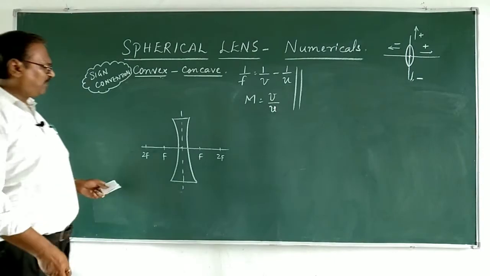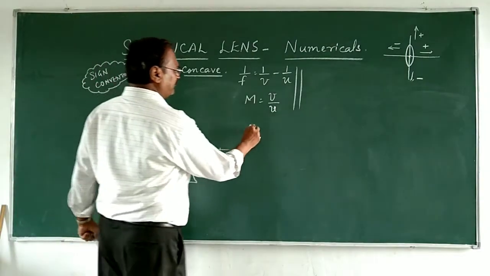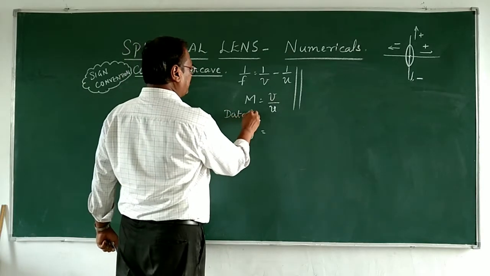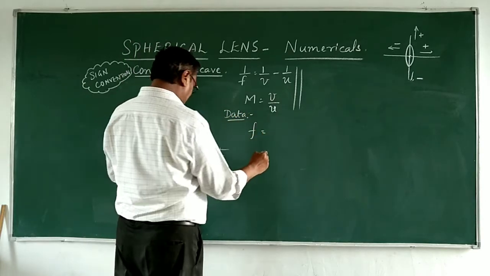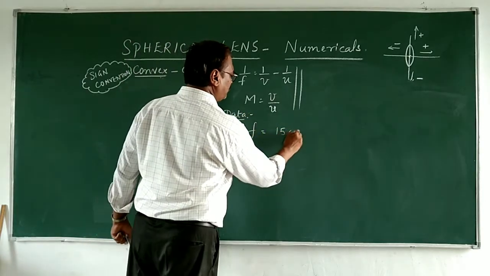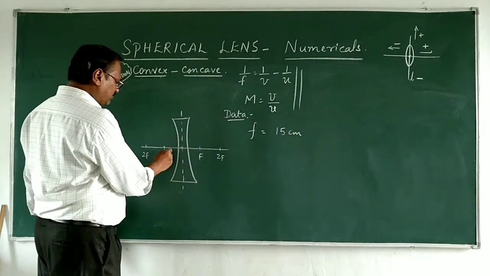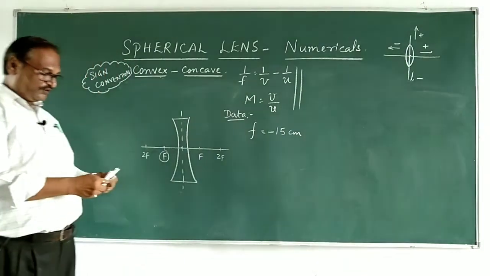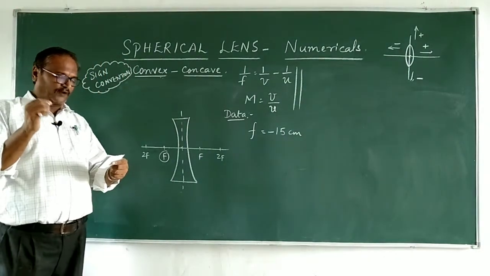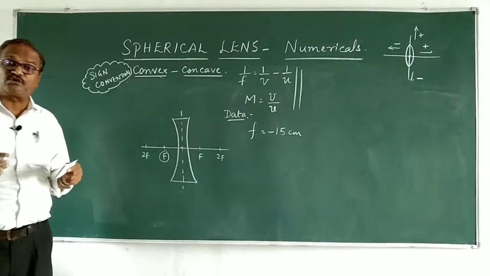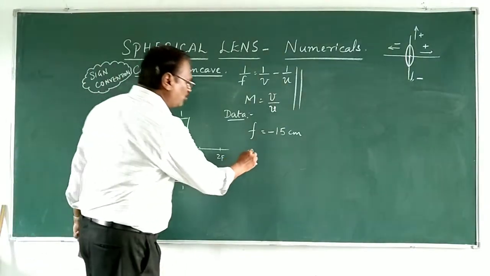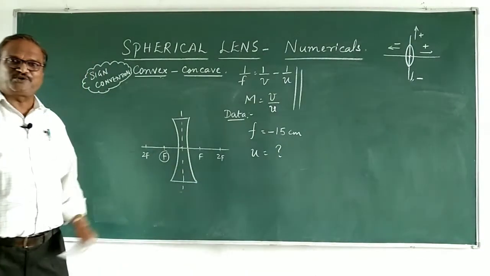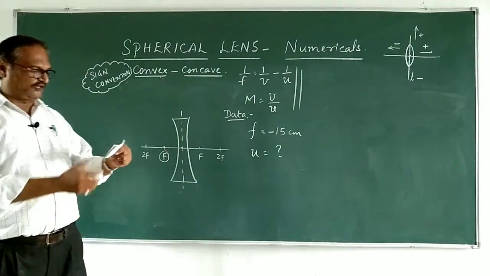Okay. In this problem, focal length is given. F is equal to, what is the data given? Focal length is 15 centimeter. You know F is this side, so it is negative. Next, where should an object be placed? So U is equal to how much now? Every time we are doing with V. Now here U you have to calculate.